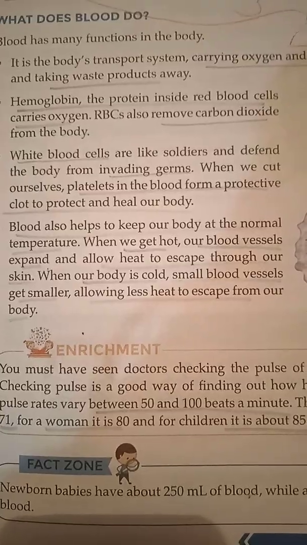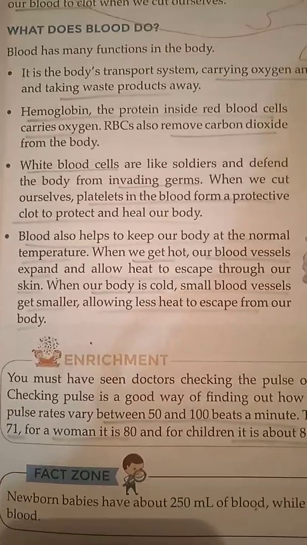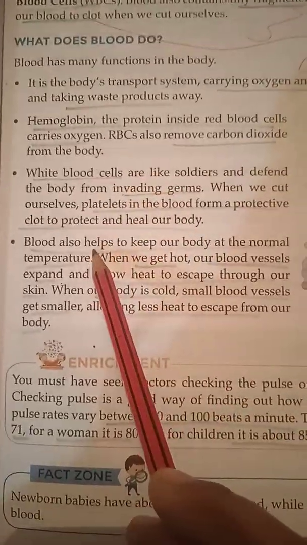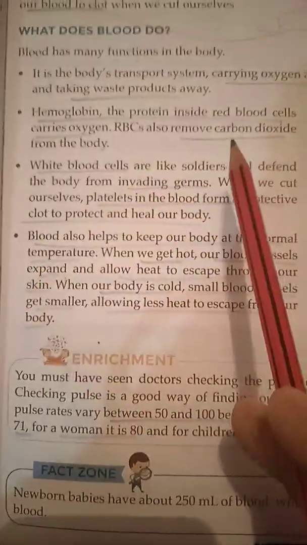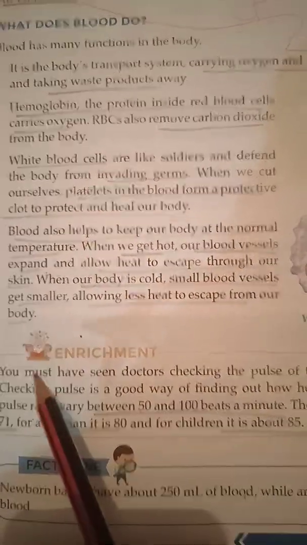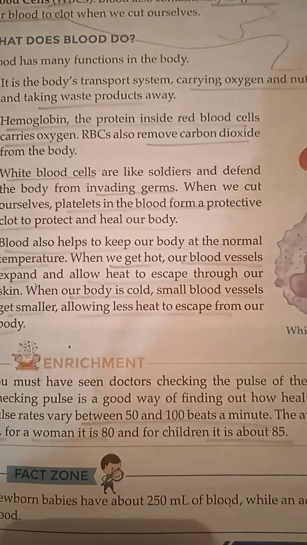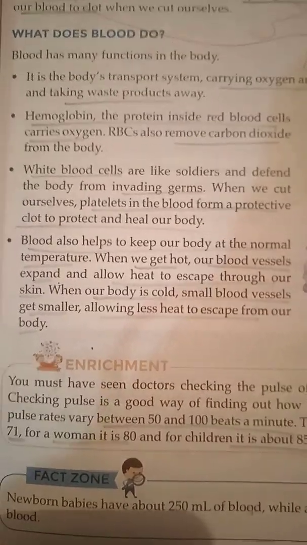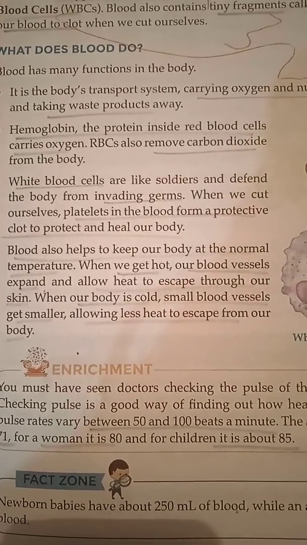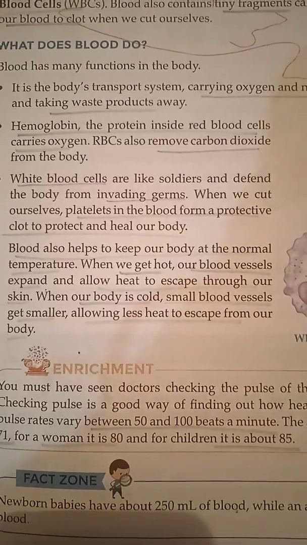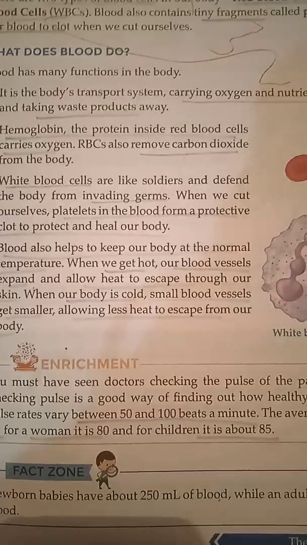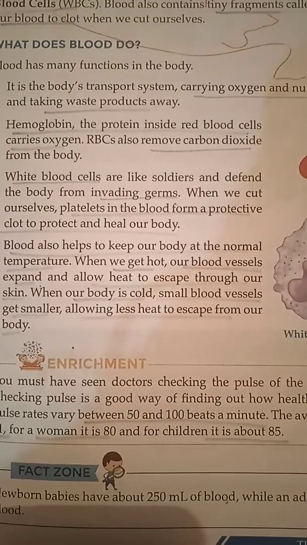Now white blood cells, they are fighters. Whenever foreign germs invade our body, attack our body, these white blood cells fight and defeat them and protect us from different types of diseases. Okay, and blood is also maintaining the body temperature. When we feel very hot, the blood vessels get expanded so that they can lose the heat, and when we are feeling cold they get compressed, getting smaller in size, so that heat can't be lost from our body.